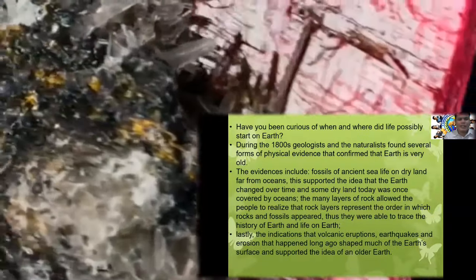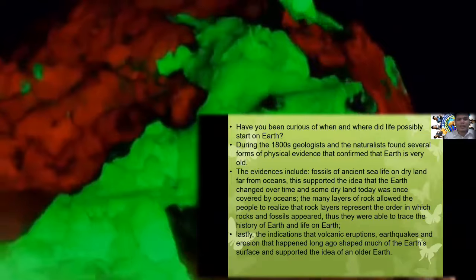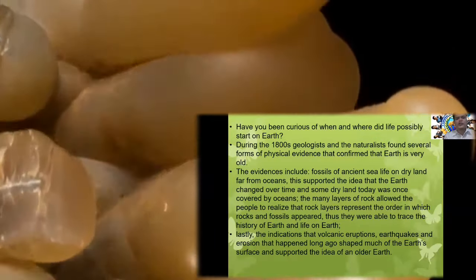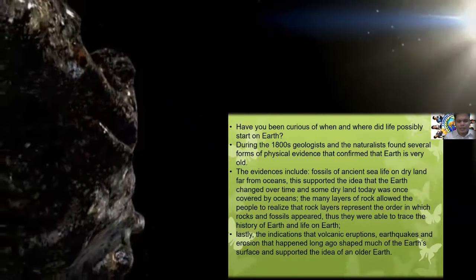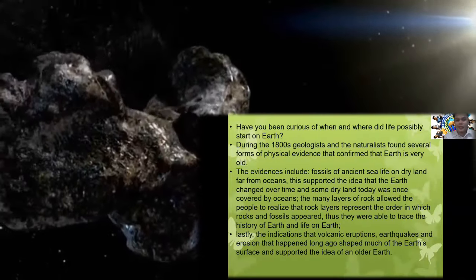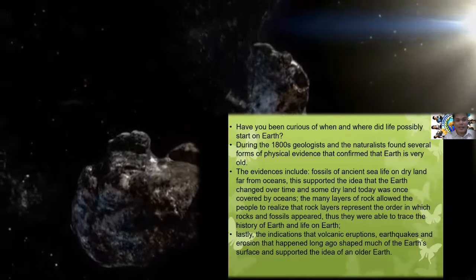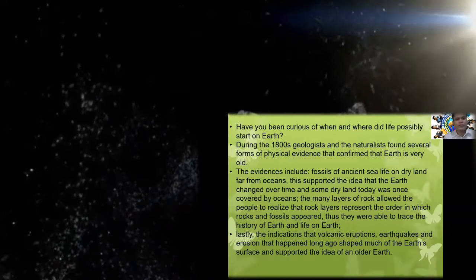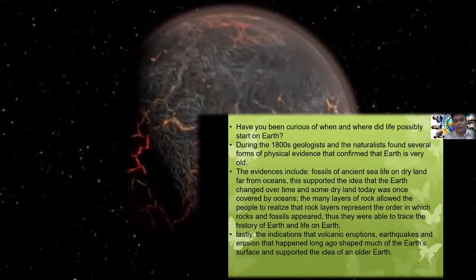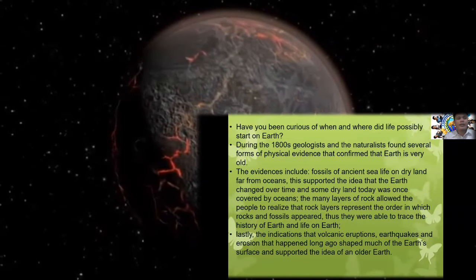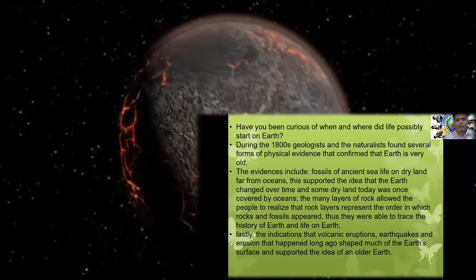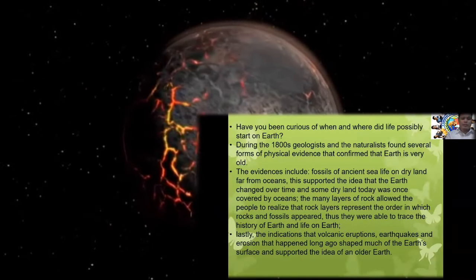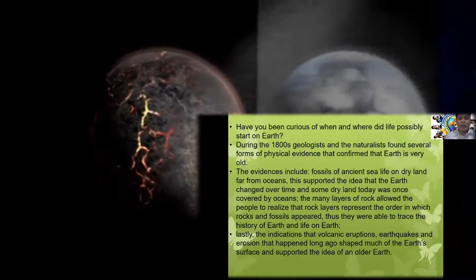Lastly, the indications that volcanic eruptions, earthquakes, and erosions that happened long ago shaped much of the Earth's surface and supported the idea of an older Earth. So, sabi sa pag-aaral ng mga scientists, archaeologists, volcanologists, because of the different volcanic eruptions that happened before, yan daw yung nag-shape ng much of Earth's surface and supported the idea of an older Earth.